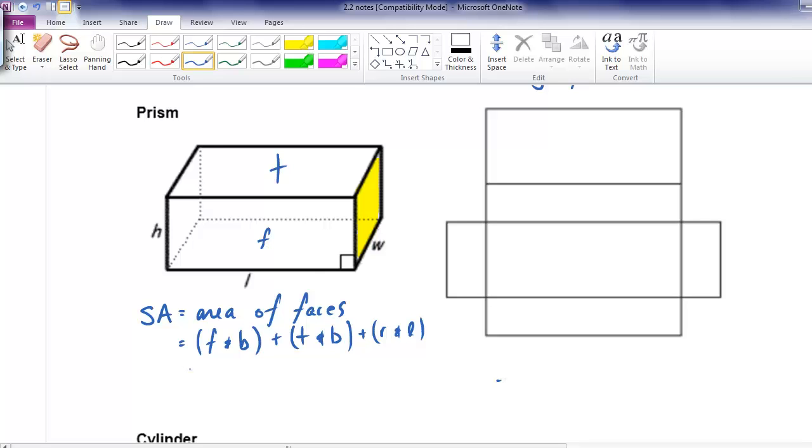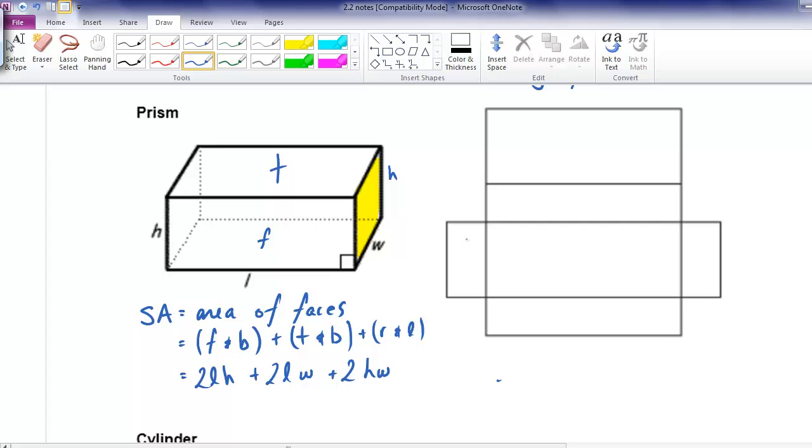So we can figure out the area of these two faces. Well, the front face is L times H, and we have two of them. And the top and bottom are W times L. So we have two of those. And the right side is W times H, if we wanted to put H there just to make sure we see. And there's our formula.